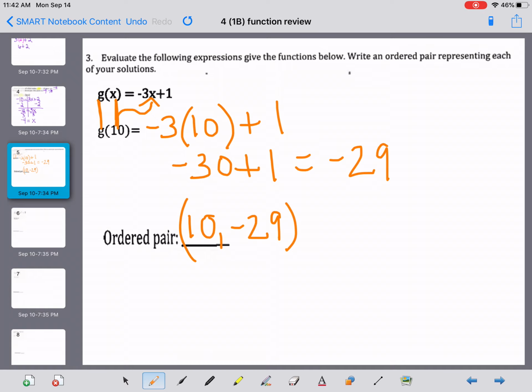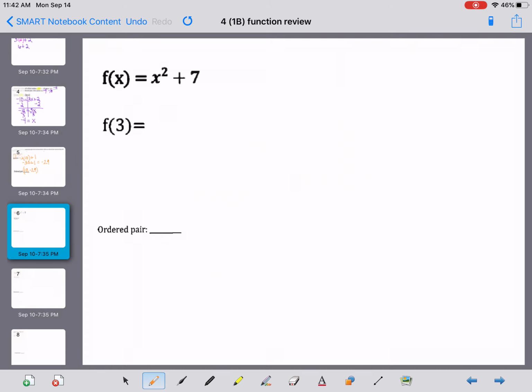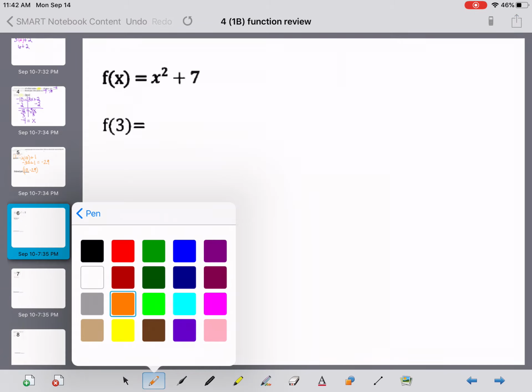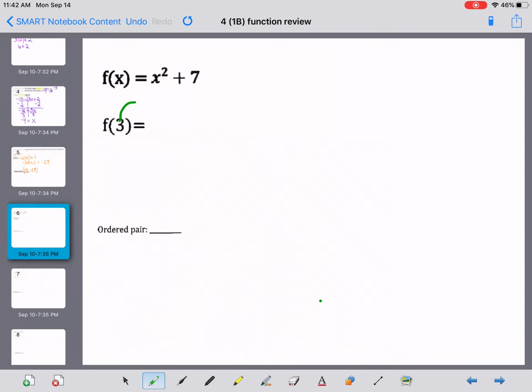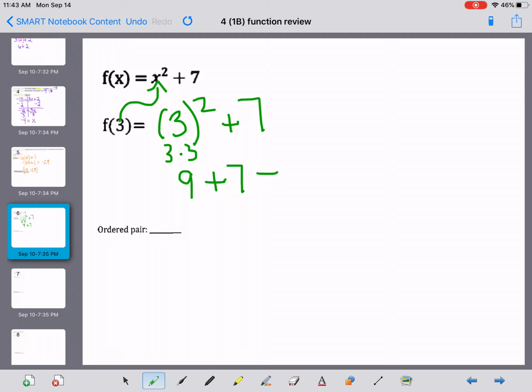Lots of practice on these. Same idea here on this next one. F of 3. This 3 is going to go back in for the x. It's going to replace the x. So this is going to be 3 squared plus 7. And remember, squared means times itself. So when we look at this, 3 squared means 3 times 3, which is 9, plus 7, which is 16. So our ordered pair is going to be the 3 that we put into and the 16 that we get out of the function.